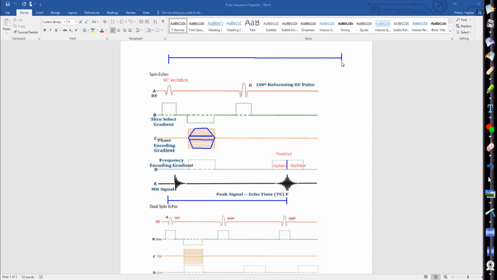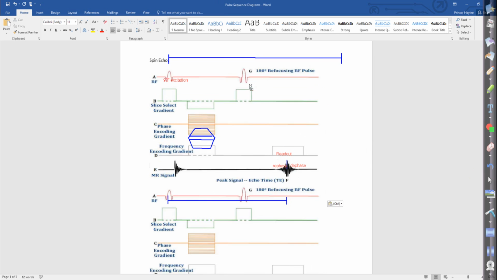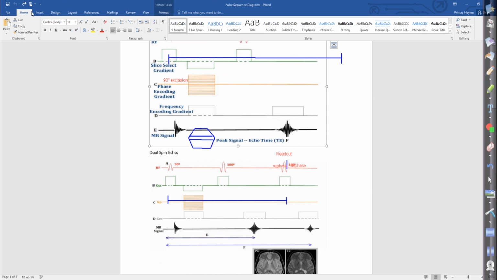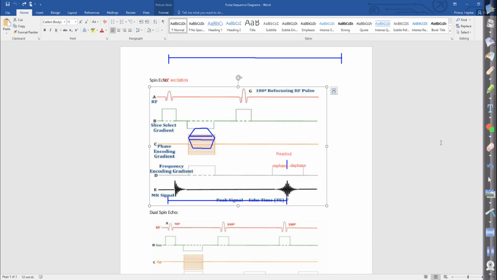So on here it's not drawn because we don't have another 90-degree. But just imagine I copy and pasted this and put it over here. So just imagine another 90 over here. That's your TR.